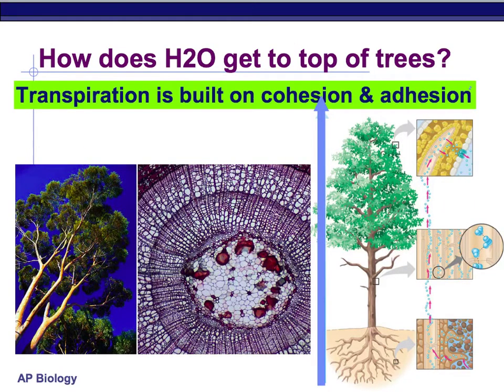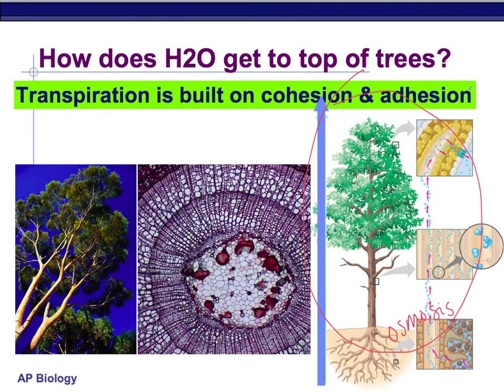So, how does water get to the top of trees? Well, I just kind of explained this a little bit. If you look at this part of the picture right here, the water's in the ground, as you know. It is going to move via osmosis into the roots out of the soil.